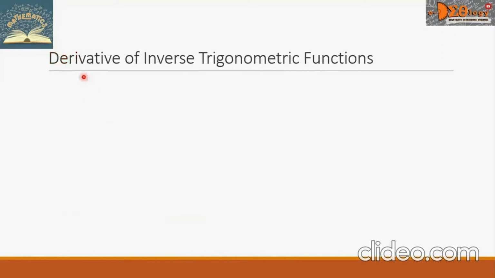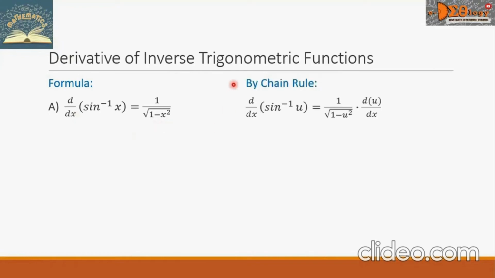Let us study now derivative of inverse trigonometric functions. Let us write the formula, starting with d over dx of sine inverse of x. This is equal to 1 over the square root of the quantity 1 minus x squared. By chain rule, the formula becomes like this, where u is a function of x.